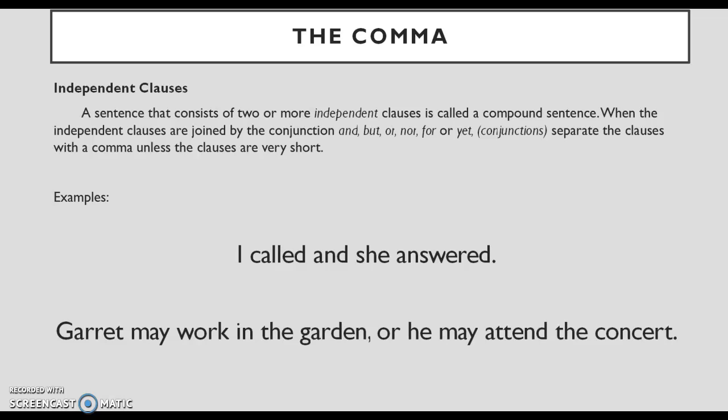Garrett may work in the garden. That's an independent clause. It can stand alone as a sentence. He may attend the concert is also an independent clause. But this time they are joined by a coordinating conjunction, or, so you do need a comma. A good way to remember this is if there is a subject word after the conjunction, you need a comma before the conjunction. No subject, no comma. Yes subject, yes comma.